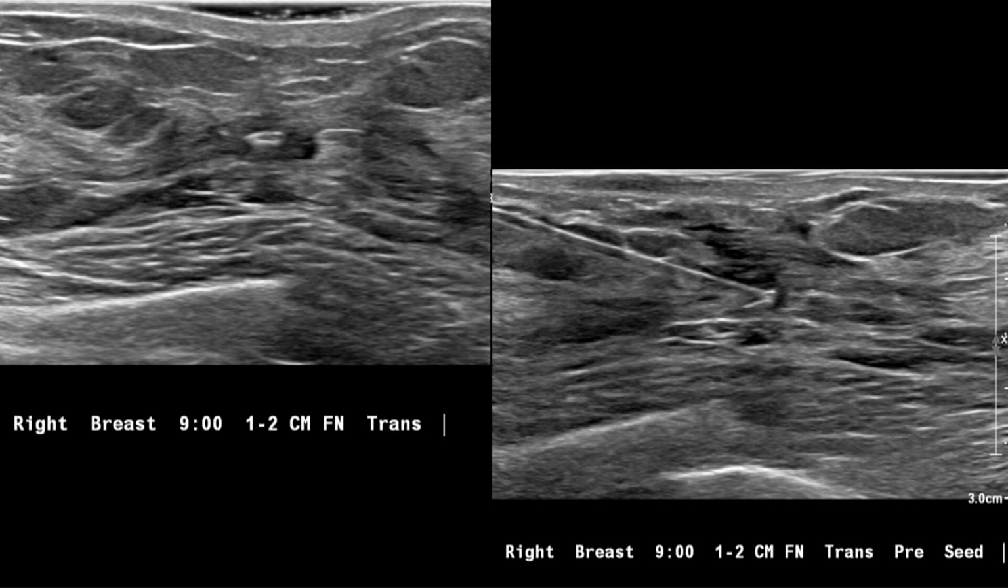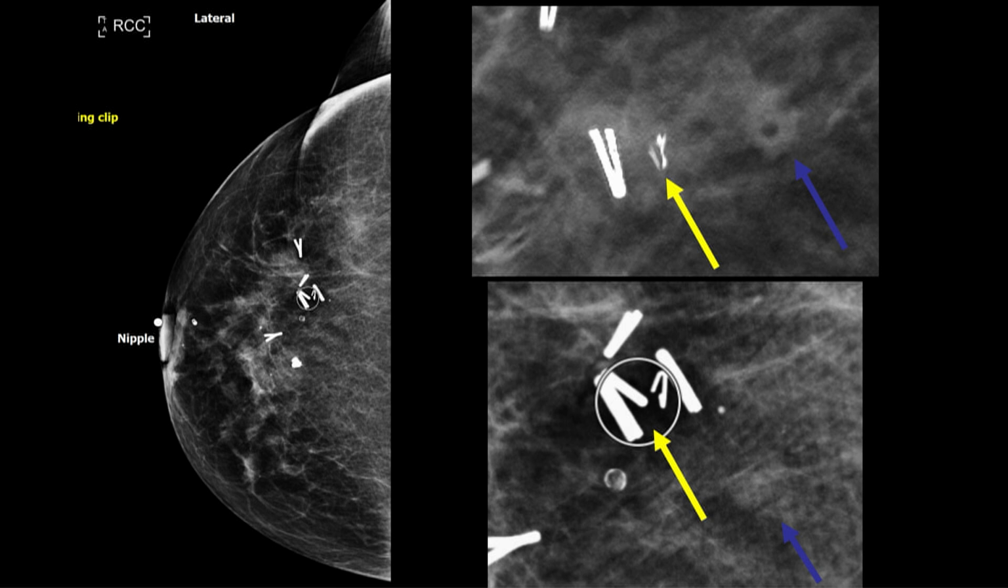And so you can see here, you can see the clip very nicely under ultrasound. And this is our seed needle, and you can see very well positioned next to the clip. But if you take a look at the seed picture, you can see that the seed, which is right here, is well positioned next to the clip. However, the malignant mass is distant from the seed and the clip.